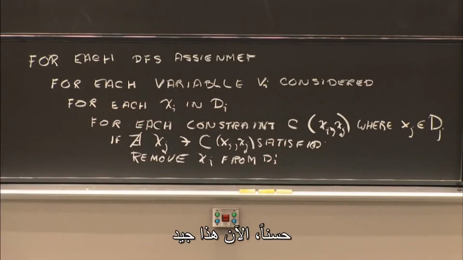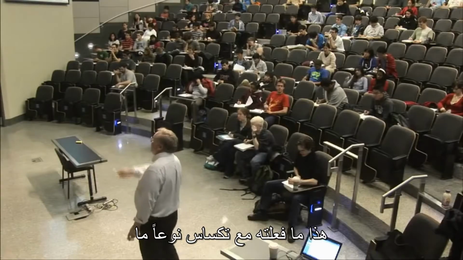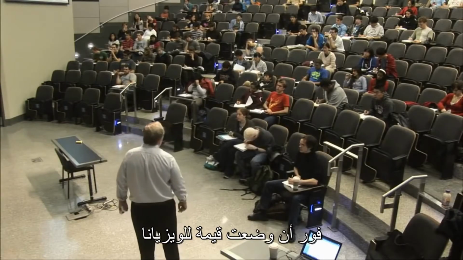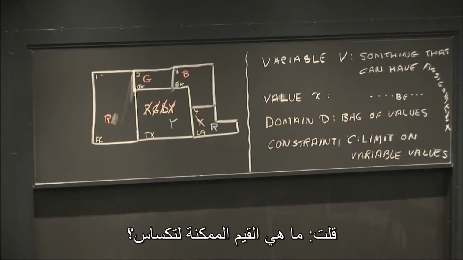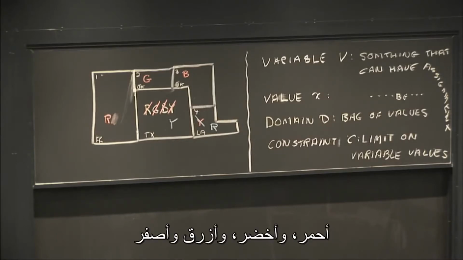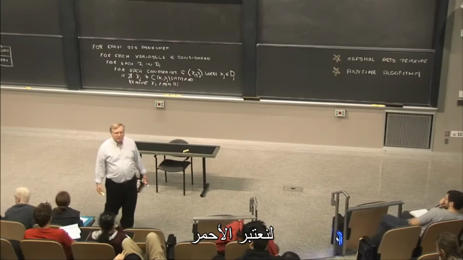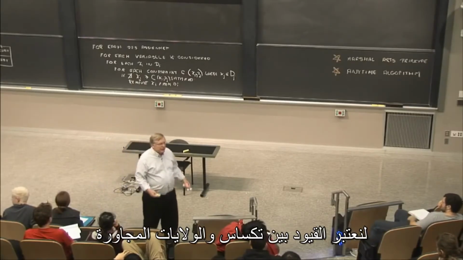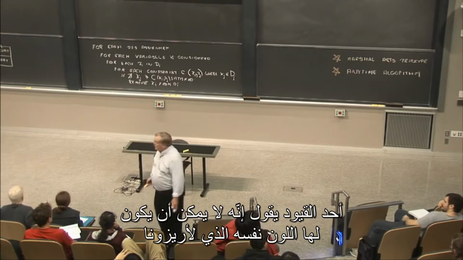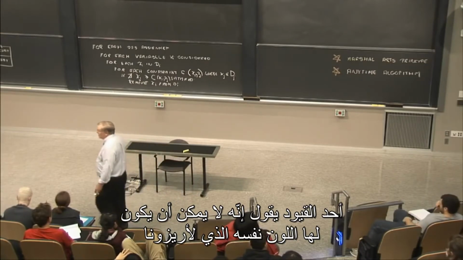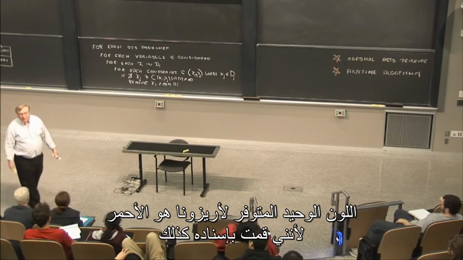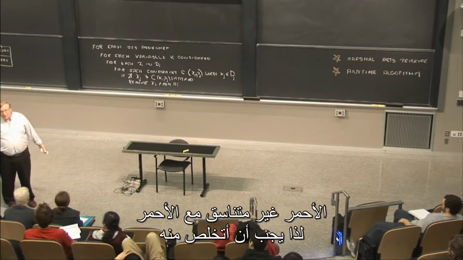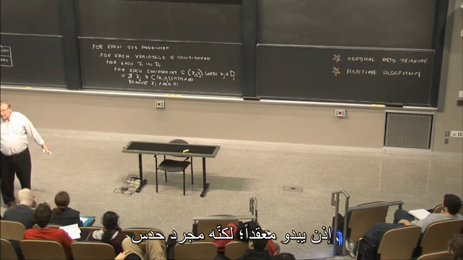Okay, now that's fine. That's sort of what I did with Texas. As soon as I plopped down a value for Louisiana, I said, well, what are the possible values in Texas? Red, green, blue, and yellow. Let's consider red. Let's consider the constraints between Texas and all the adjacent states. One of those constraints says it can't be the same color as Arizona. The only color I've got available for Arizona, since I've already made the assignment, is red. Red is not consistent with red, so I've got to get rid of it. So it looks complicated, but it's just intuition.